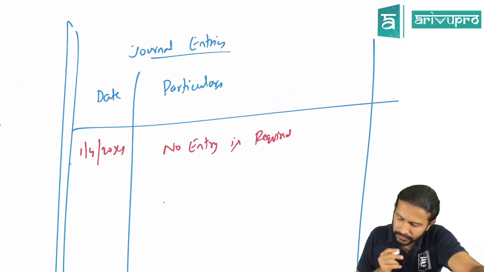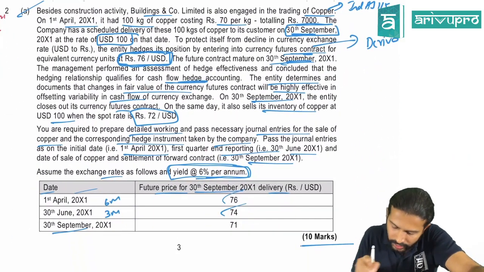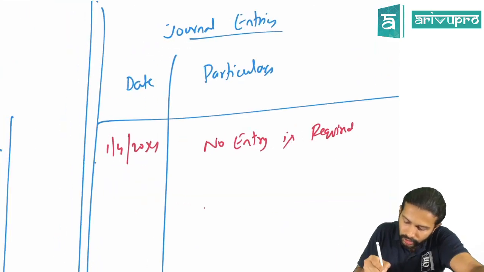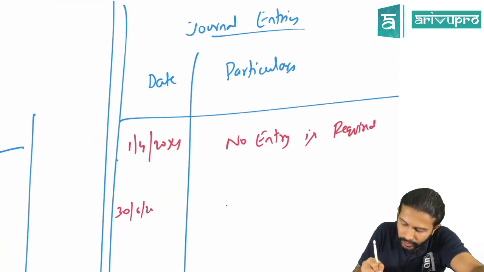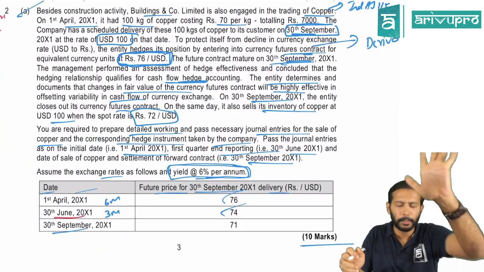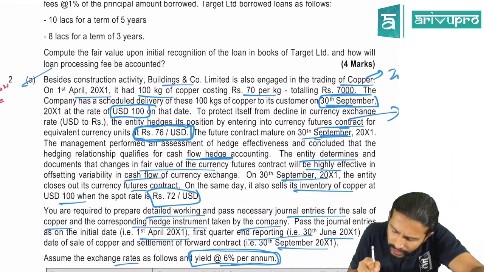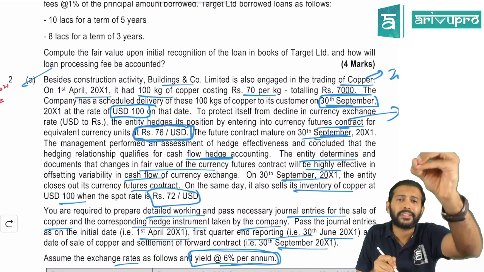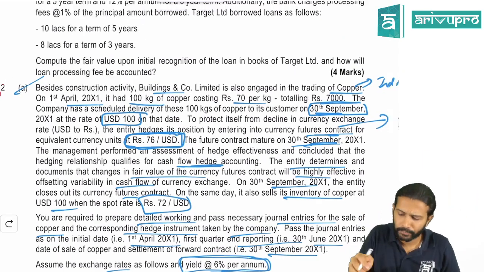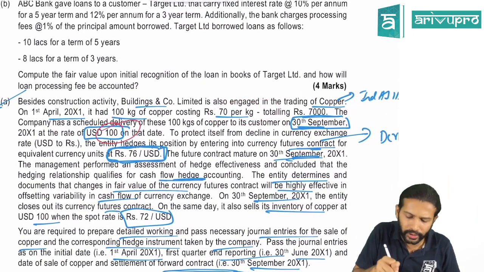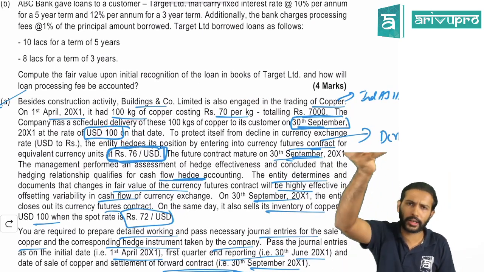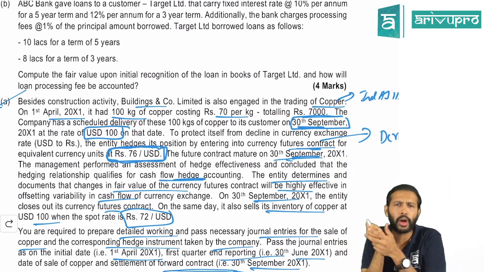Alright, next they're asking the entry on 30th June. Let's come to 30th June and see what all happened. On 30th June, 20x1, pay attention to me with this one, all of you. You have entered into a forward contract at 76. So you have a right to sell, because your foreign currency debtor will give you $100. You have sold goods to your foreign currency debtor, so your debtor will give you $100.